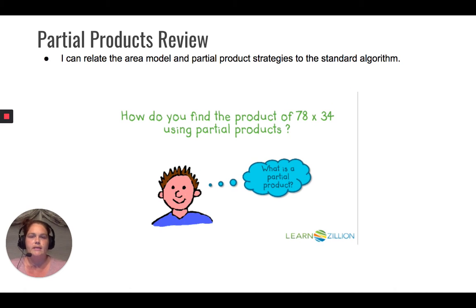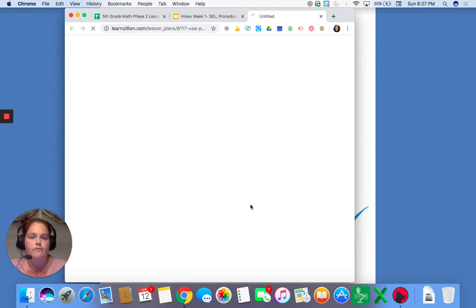Okay, so let's get started with some partial products review. Our I can statement for fifth grade is: I can relate the area model and partial product strategies to the standard algorithm. So we've covered area model. Today we're going to focus on partial product strategies. We're going to watch this video first to get started.